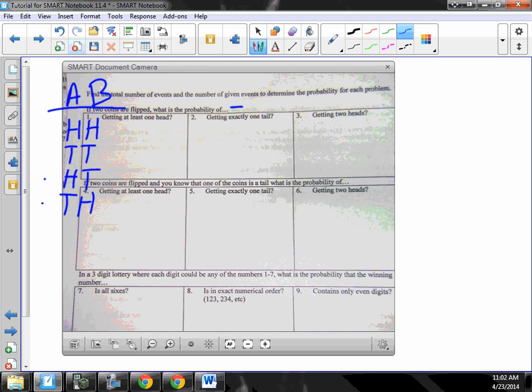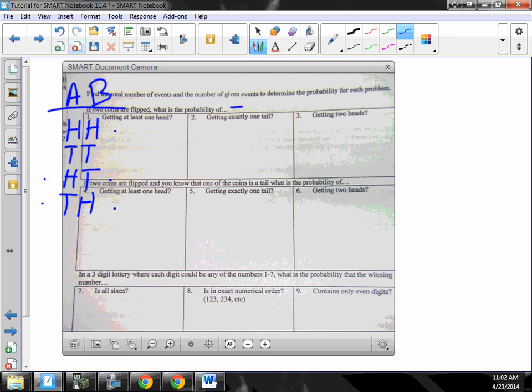So, number 1, what is the probability of getting at least 1 head? Well, how many of them have H's in there? All but 1. So the answer would be 75% or 3/4. Now the key word there is at least. Does HH count as at least 1? Yes, it does. Okay. The next one down, if 2 coins are flipped, and you know that one of the coins is a tail, how does that change the story?